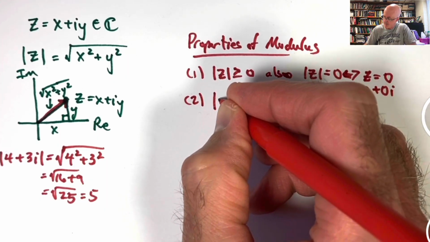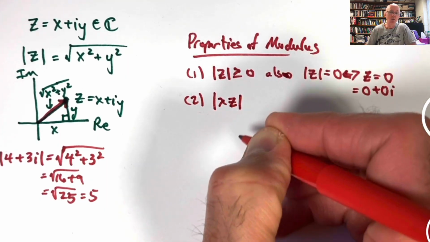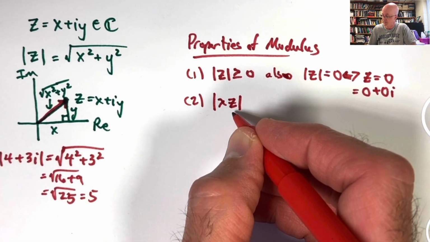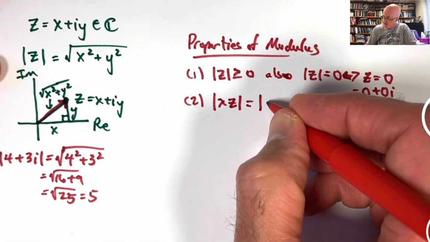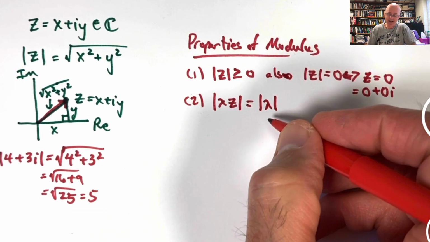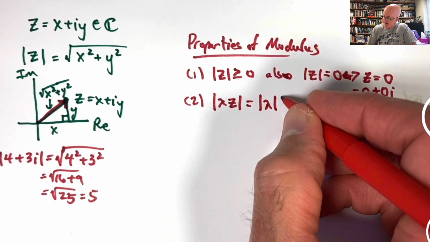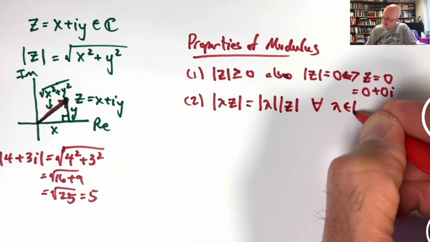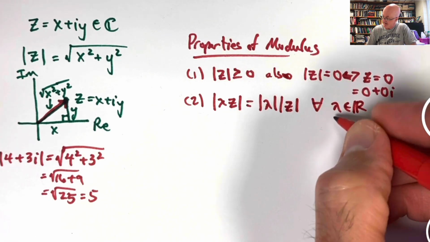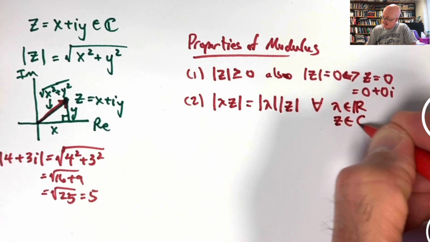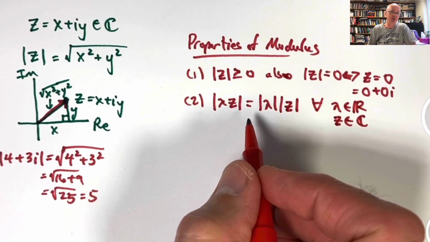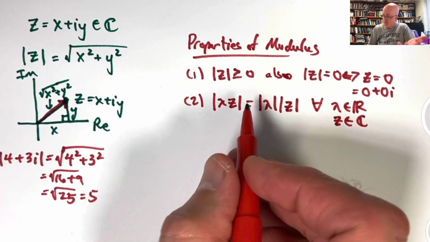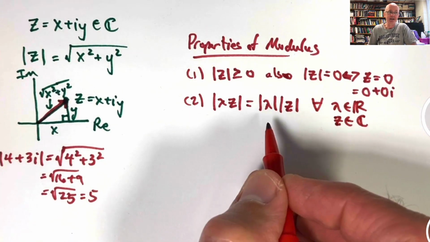In video number 4, we saw a second property. We saw that the modulus of lambda times z, where in video number 4 I assumed lambda was actually a real number here and z was an arbitrary complex number, is the modulus of lambda itself, or you could say the absolute value of the real number lambda, times the modulus of z. This is true for all real scalars lambda, this upside down A means for all, and for all complex numbers z. This actually turns out to be true even when lambda is a complex number, but we haven't talked about that yet. We haven't proved that. We did talk about this in video number 4, and I'm restating it here.